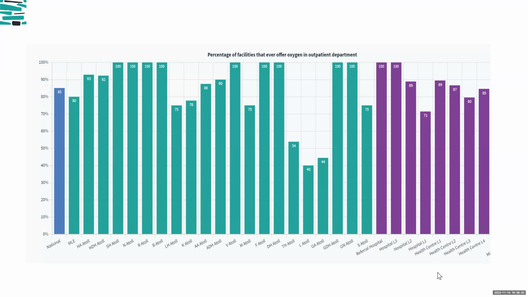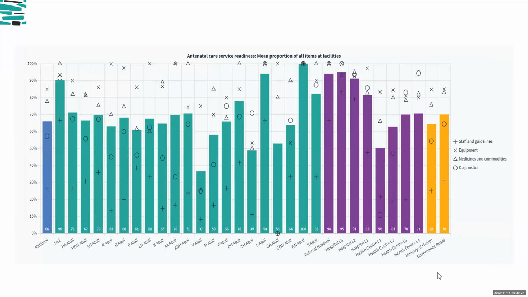For example, the percentage of facilities that ever offered oxygen in the outpatient department in Haa Alif atoll is 93%, with 13 facilities in total. But when it comes to level 2 hospitals, we see that among all the level 2, the total number is 89. So we also wanted the data to be produced in that way.